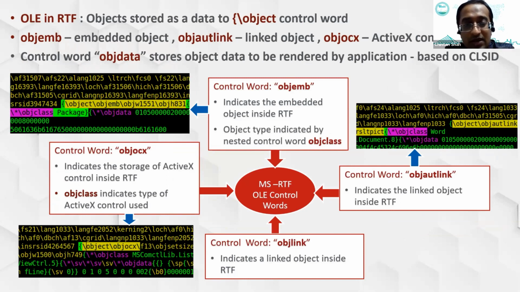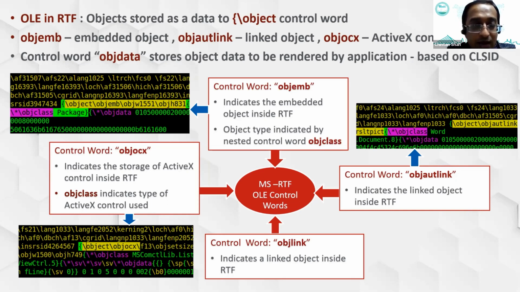So here you can see some of the important OLE control words. OBJ-EMB indicates the embedded object, as you can see on the left side, the object control word followed by the OBJ-EMB control word, and OBJ class determines what kind of object it is, right? If it is a PDF, it could be Acrobat. If it is a Word document, it could be a Word document. If it is OOXML, then it could be something else. If it's a package, then OBJ class is equal to package. It's exactly what you can see on the left side of the screenshot.